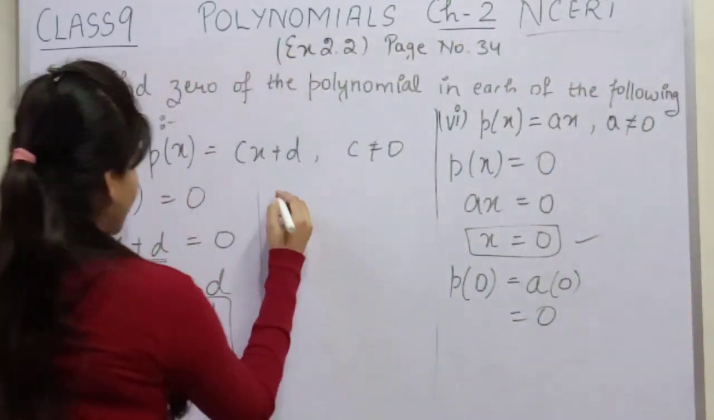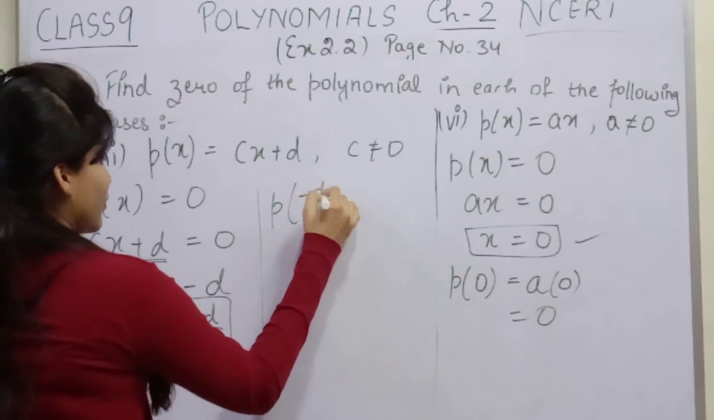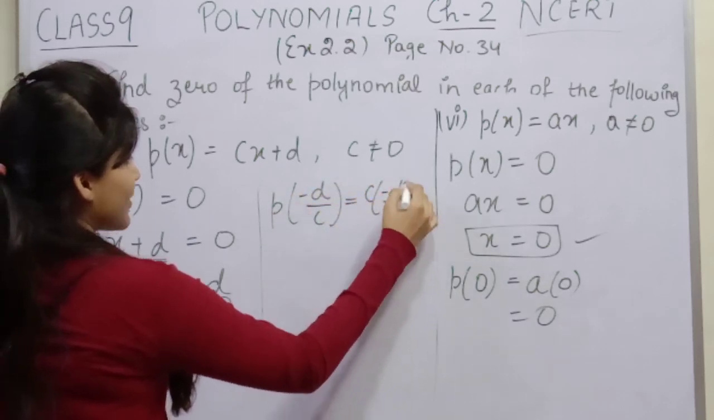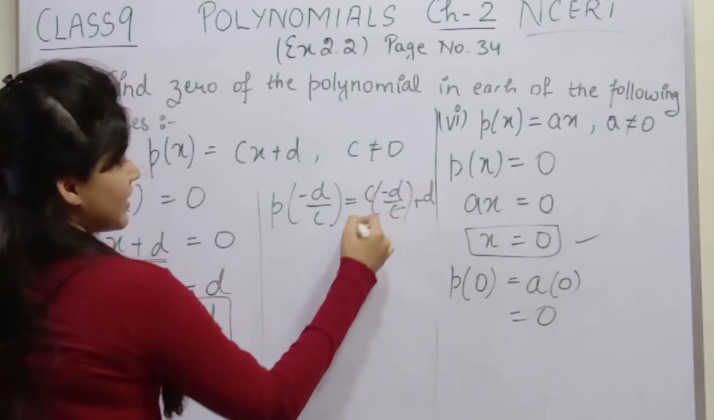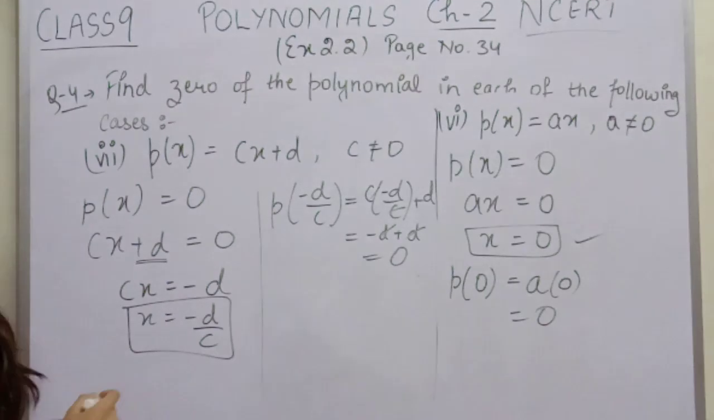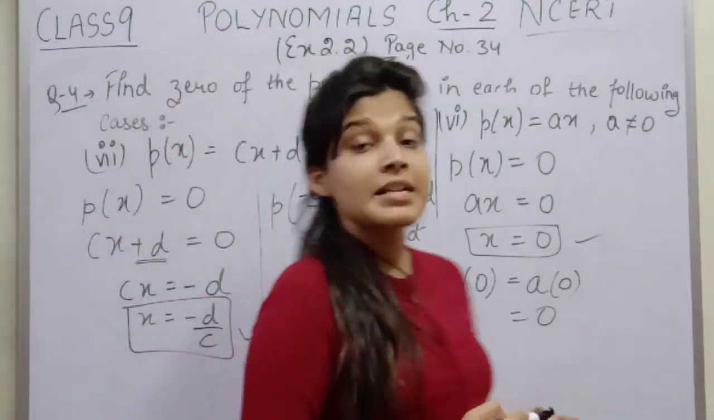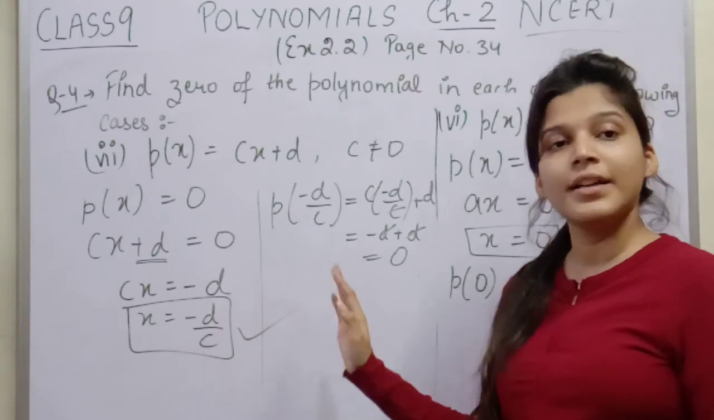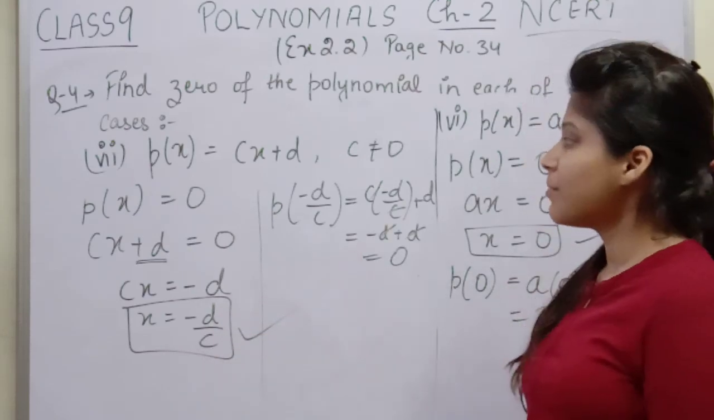Now let's check. So p at x equals minus d upon c equals c into minus d upon c plus d. So c cancels c, minus d plus d, 0. So yes, our answer is correct. This is the zero of the given polynomial, this minus d upon c, right? So this was part number 7.